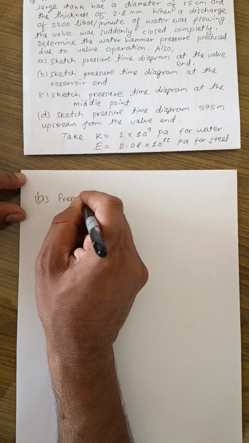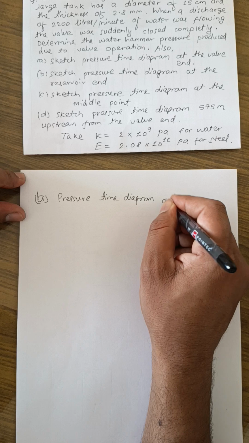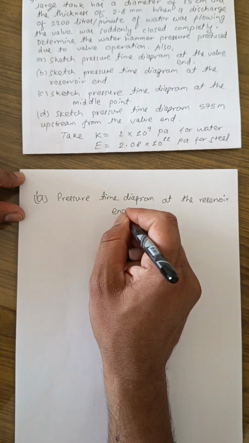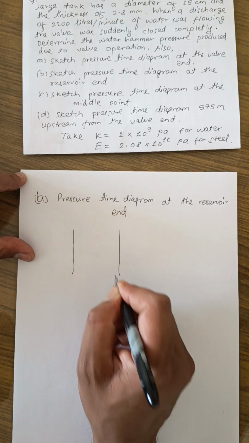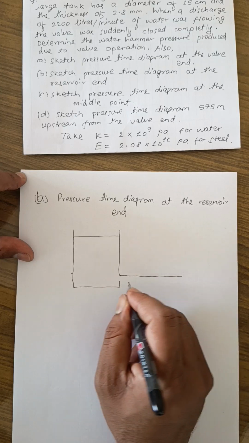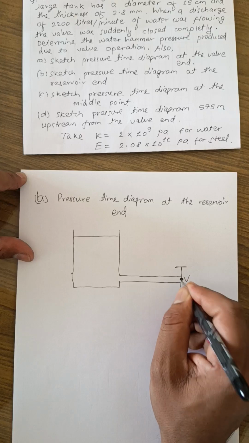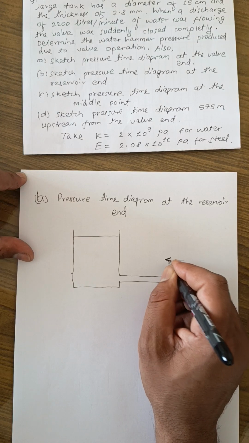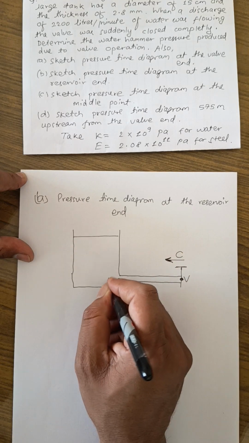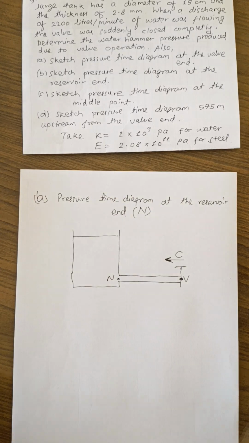Pressure time diagram at the reservoir end. So you can draw the reservoir over here, and I have already told you that when the wave crosses a point, the point feels pressure all the time. That pressure might be positive pressure, or it might be negative pressure. Now we are going to draw the pressure time diagram at the reservoir end N.